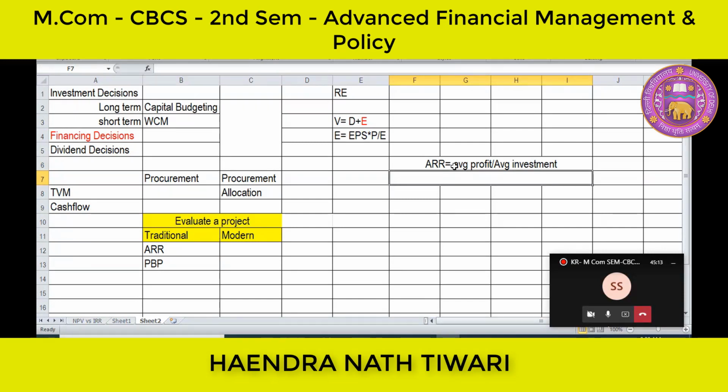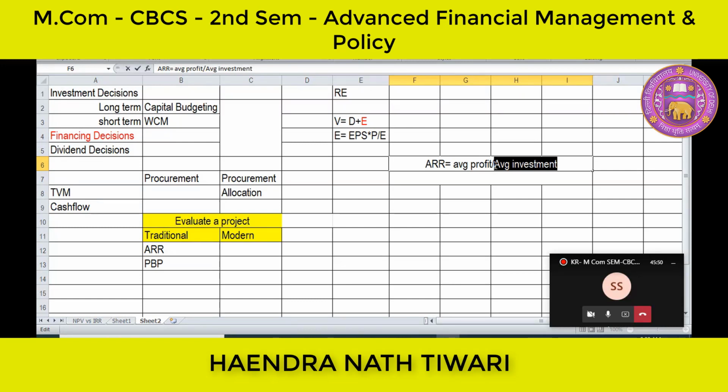ARR, the accounting rate of return, is computed as average profit during the expected life. So if I'm buying an asset, let's say for 5 years, within 5 years, what is the average profit that is expected to occur, divided by the average investment during the period. So this gives me a measure of profitability.